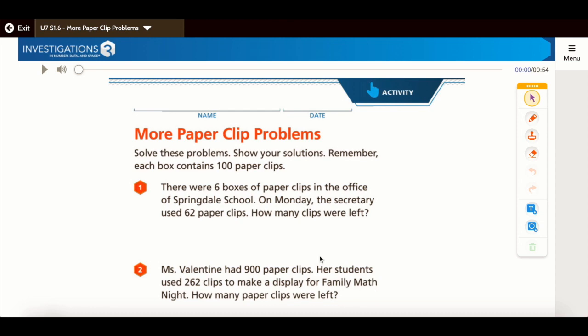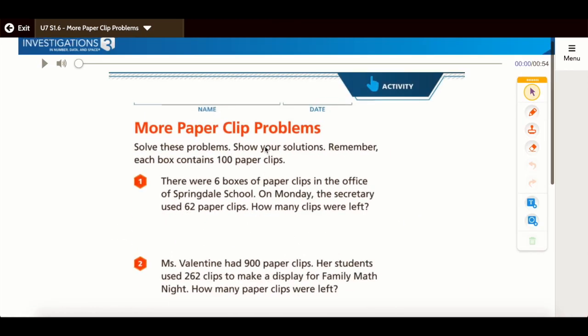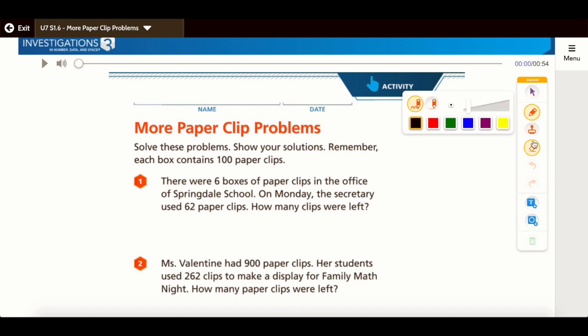Your have to today is page 410. It's assigned on Pearson. It's more paperclip problems. So your directions are to solve these problems, show your solutions, and also remember that each box contains 100 paper clips. So you can use the tools over here to show your work. Make sure you are writing your rules, showing your work, and making an equation for every problem.